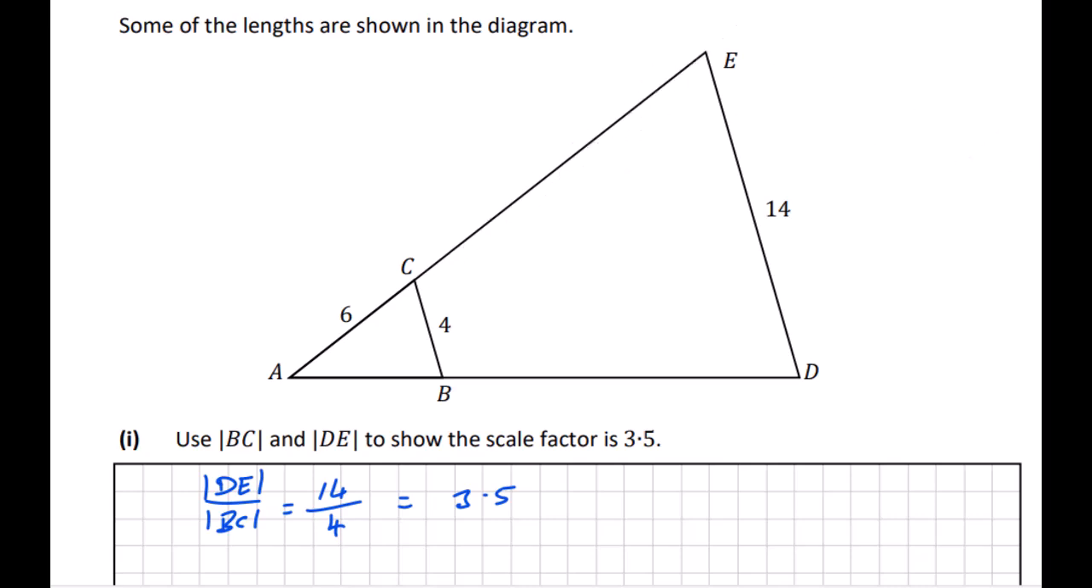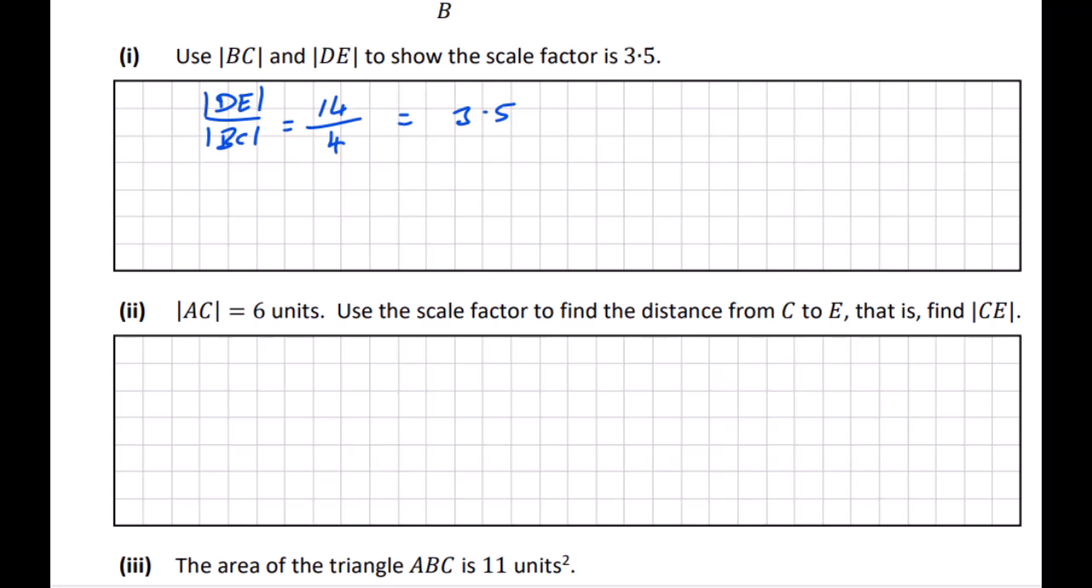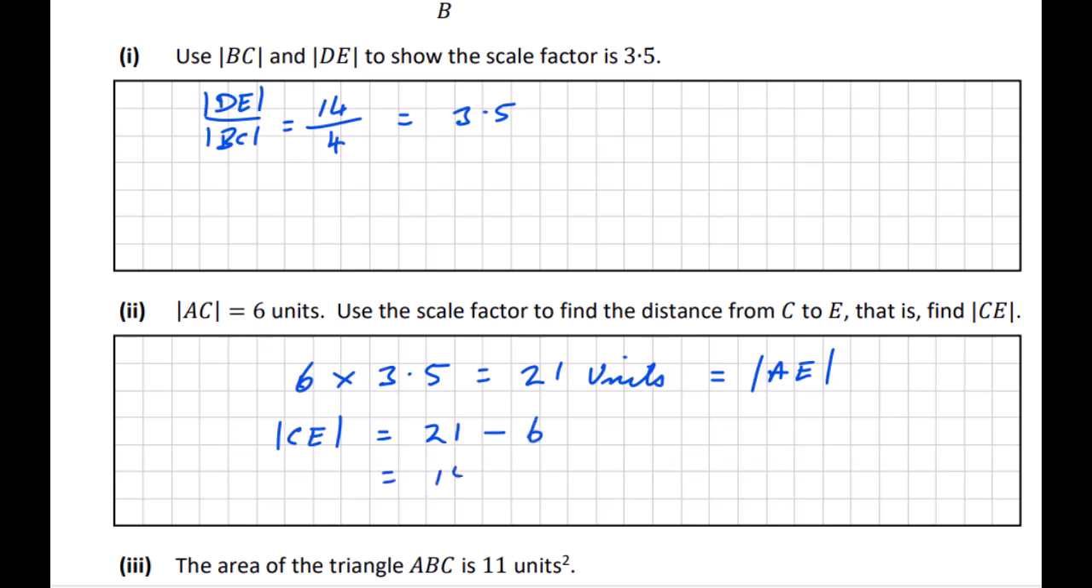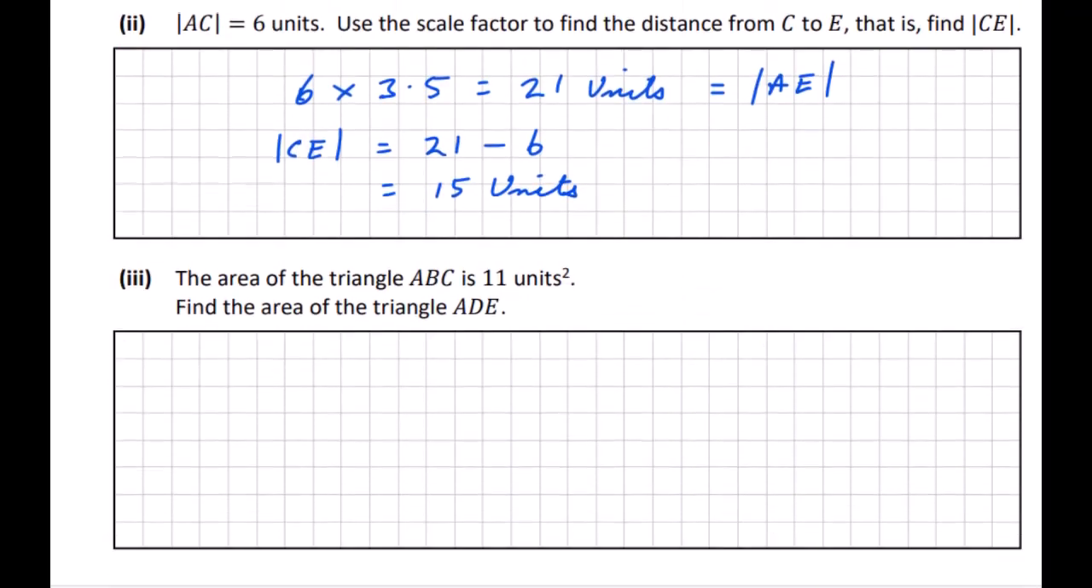So let's multiply 6 by 3.5 anyway. So I'm going to take 6, multiply that by 3.5, and that'll give us 21 units. So that's the distance from A to E, which is not what we want. We want the distance from C to E. So the distance from C to E is just going to be the 21 units minus 6. So that will give us 15 units. That's all you've got to do there. Okay, let's have a look at the last part then.